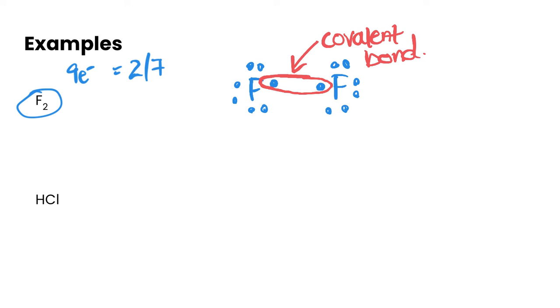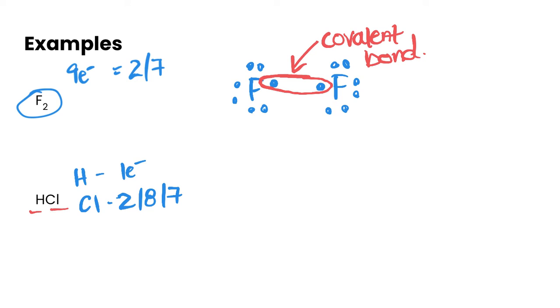Now, if we take a look at HCl, we have 2 different atoms here. We have a hydrogen, which has 1 valence electron, and then we have chlorine, which has a total of 17 electrons. So it has 2 in the first shell, 8 in the second shell, and 7 in the third shell.